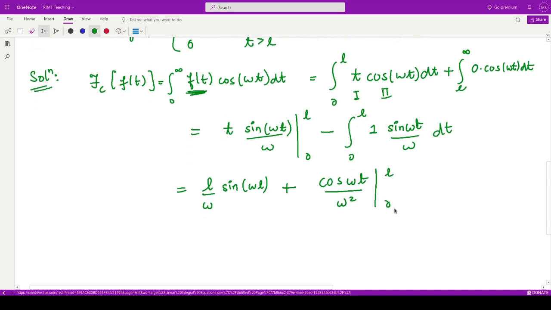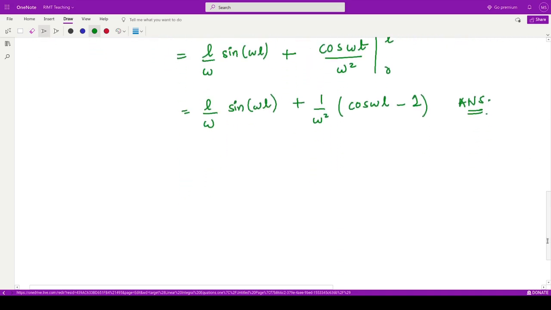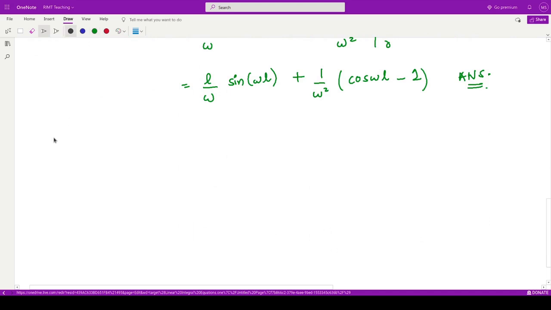So here we would have L divided by omega sine of omega L, and here it would be 1 by omega square cos omega L minus cos of 0. Cos of 0 is 1. So simply this is the representation of the given function in the Fourier cosine transformation after applying the Fourier cosine transformation.